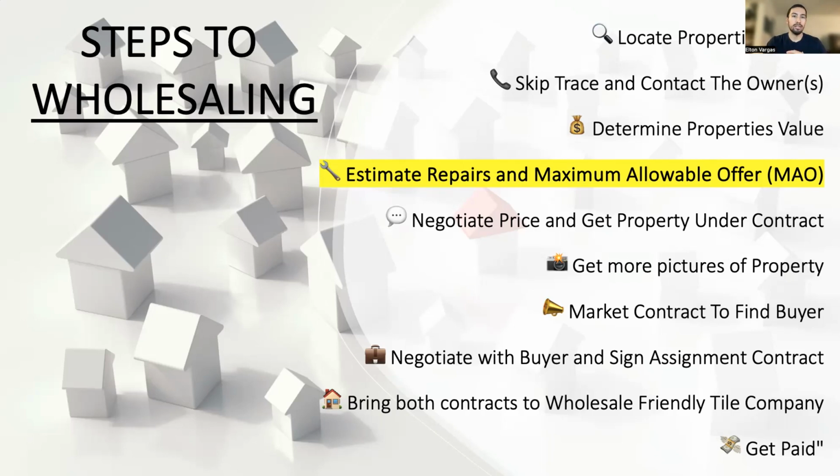Then you have to contact the seller, figure out what the motivation is, determine the property's value, and analyze the property, at times while you're on the phone with the seller, on the spot. You negotiate with them because they're going to give you some objections. Then if everything works out very well, you get the property under contract, and there are a few other steps that you definitely have to do. So there are quite a few steps. The major one that this whole series is about is the one that is highlighted: the estimated repairs and the maximum allowable offer that you have to bring in.